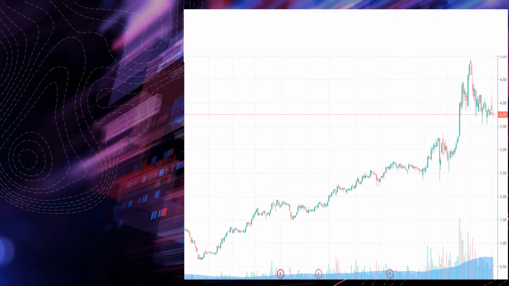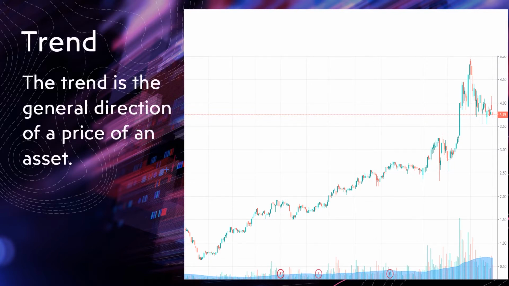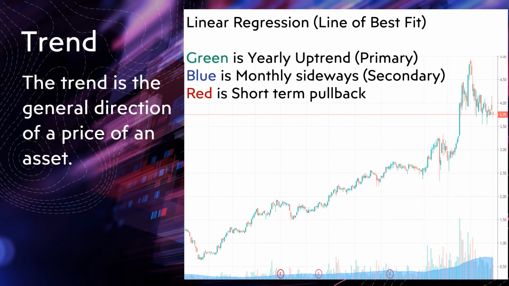The price of an asset doesn't move in a straight line, but rather moves similar to waves. There are peaks and troughs, but there is an observable direction, and we call it trend. A trend is the general direction of the price. A good way to identify a trend is through the lines traversing through the price, called linear regression or line of best fit.